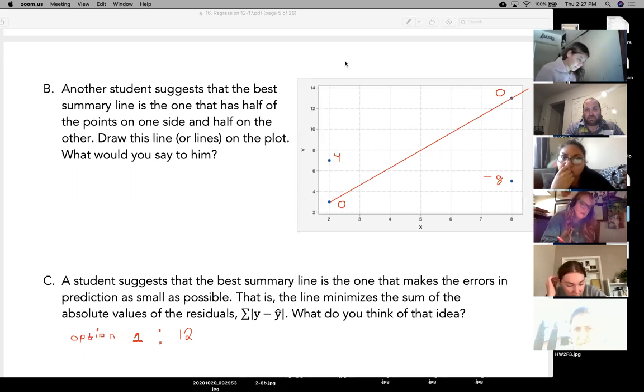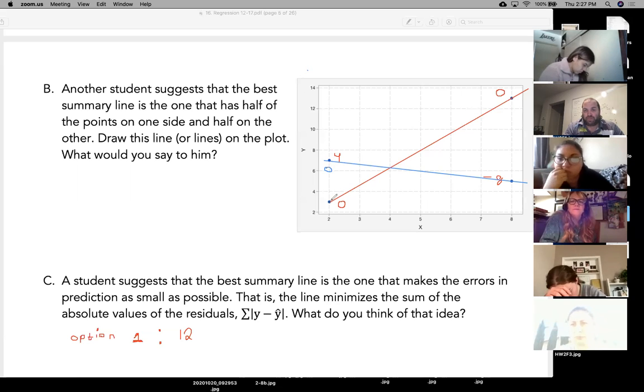Now I'm going to give a completely different line. I'm going to give that line. So let's compute this one's sum of the residuals. This point here lies on the line. So what is its residual? 0. This one here, the actual point is 3, but the predicted is 7. So what is its residual? Negative 4. This one's on the line, 0. And this one is 8 above.